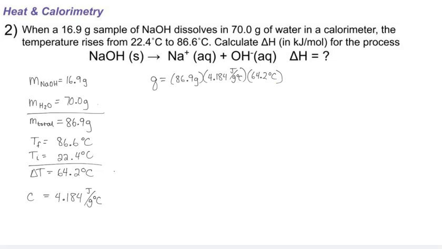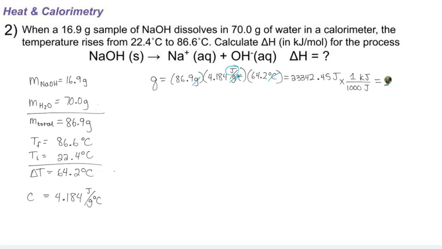If we take a look at our units, our Celsius cancels, our grams cancel, and we're going to get an answer in joules here, which is important to pay attention to because our final answer needs to be in kilojoules per mole. So when I multiply all this out, I got 23342.45, and this is in joules. So right away I'm going to take that and convert it to kilojoules. I know that 1 kilojoule is equal to 1,000 joules, so this is really just dividing by 1,000.